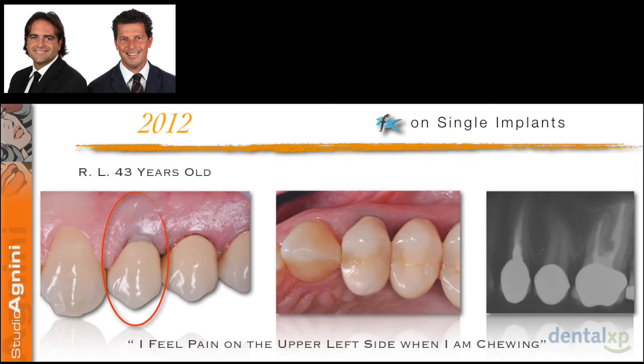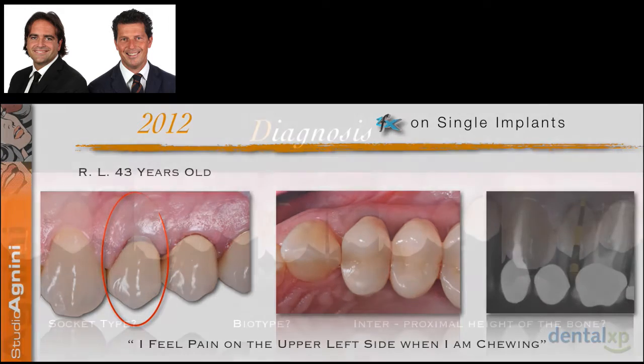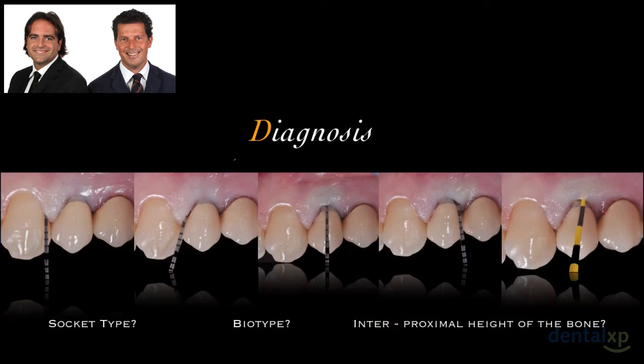We start to collect information, as for example the digital x-rays, and we saw from it that the patient was suffering from a fracture root under this crown. So we kept on collecting information to achieve the correct diagnosis.